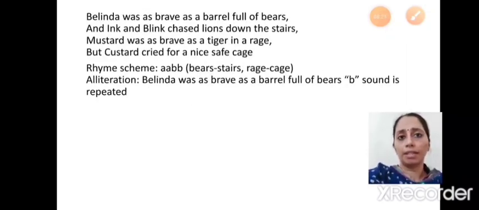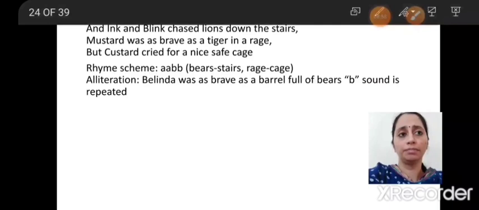Again, let's see the rhyme scheme. Bears, stairs, rage and cage. AA, BB. Again, alliteration. Belinda was as brave as a barrel full of bears. The sound of B, B, B in Belinda, B in brave, again B in barrel and B of bears. That's repeated. That makes it alliteration.